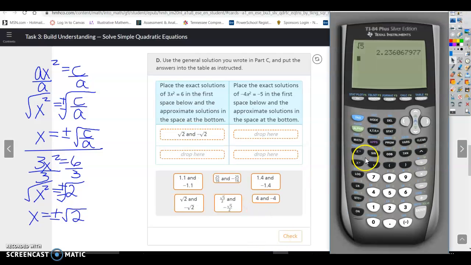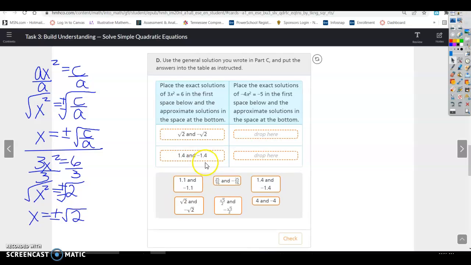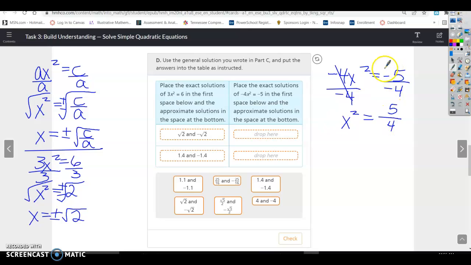And if I want to know an approximate solution, I'm going to say what is the square root of 2? And it's about 1.41. So that's going to be my approximate answer here in the second box. All right, so the next one here is going to be negative 4x squared equals negative 5. Divide both sides by negative 4. X squared equals, two negatives make a positive, so 5 over 4.